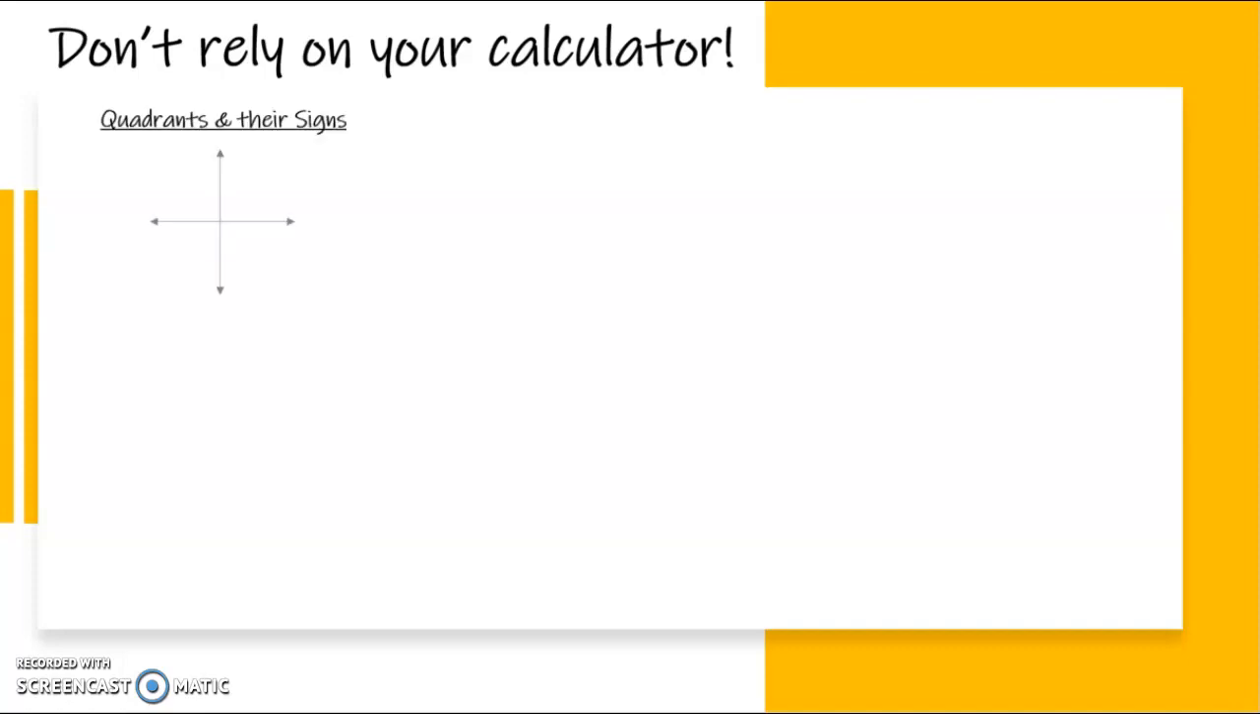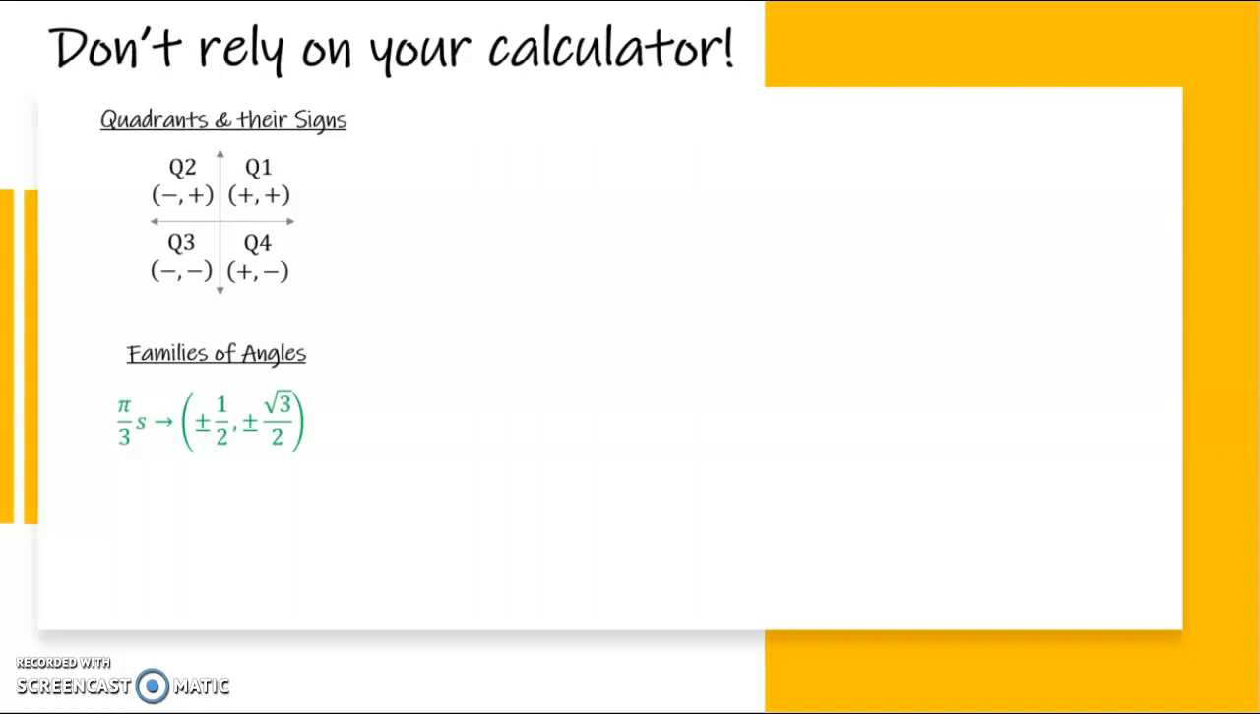First, we have the quadrants of the Cartesian plane and their signs. So quadrant 1 is positive, positive, 2 is negative, positive, 3 is negative, negative, and 4 is positive, negative. Next, it's important to remember our families of angles and what their coordinates look like.